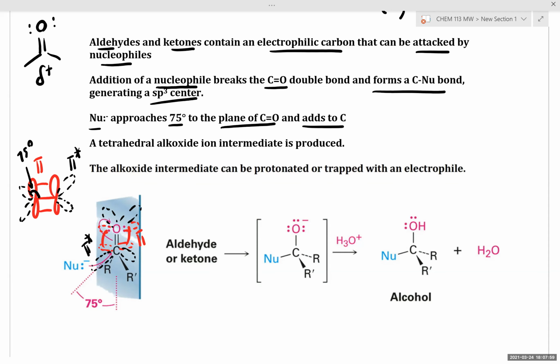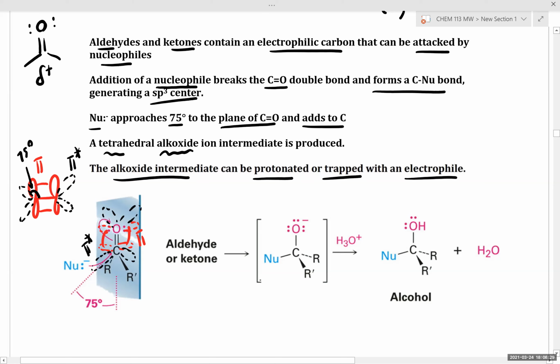And that is why we're breaking our carbon-oxygen double bond, because when you fill and you attack the pi star orbital, it breaks your bonding interaction. So rather than having a carbon-oxygen double bond, we're left with a carbon-oxygen single bond. So we make this tetrahedral alkoxide ion intermediate, and this alkoxide intermediate can be protonated or trapped with an electrophile.